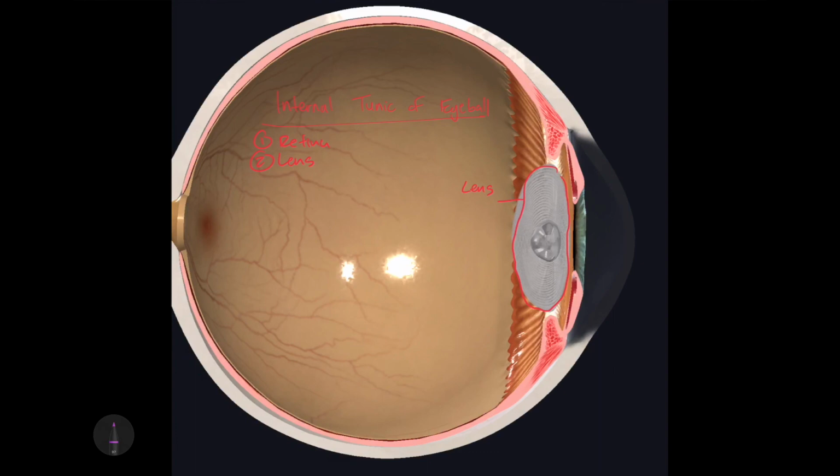Now, something important that I want to point out about the lens. It's being suspended in the center of the eye, posterior to the pupil, by specialized little fibers coming off the ciliary processes. You can see here that I'm drawing in purple. These little guys are around the circumference of the lens, and they are called zonular fibers.